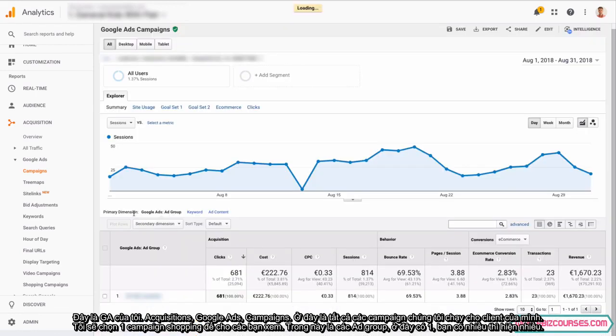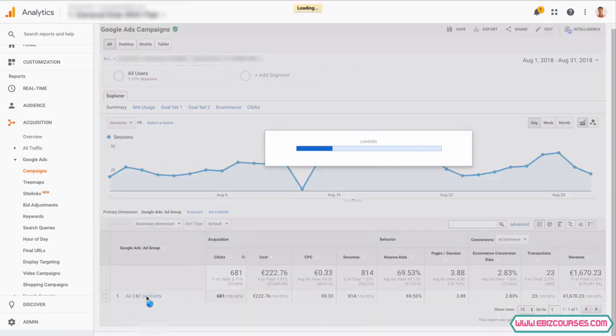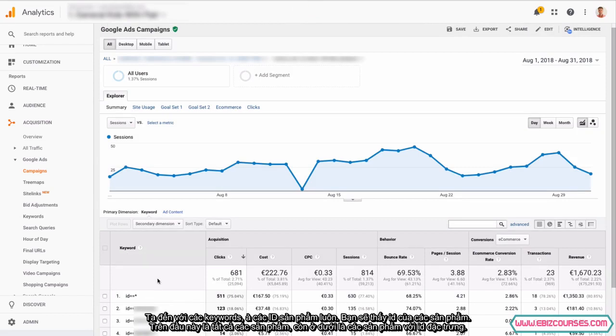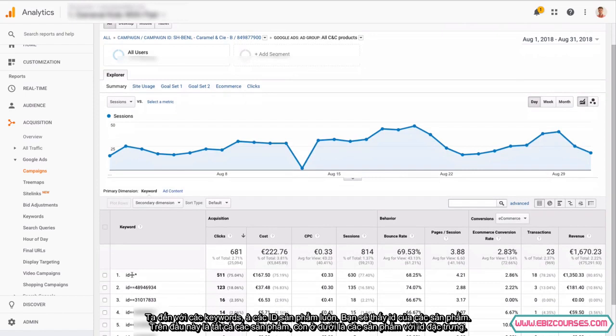If I click through on that, it will show me the ad group. Here I have one ad group, but if you had multiple, you would see multiple ad groups here. Click through, and that gives us the keyword or the actual product ID. You don't see the keywords here, but you see the product IDs. This is the all products ad group, and then you see the specific numbers. These numbers correspond to the SKUs in your backend, and you're able to see the performance of each specific product.